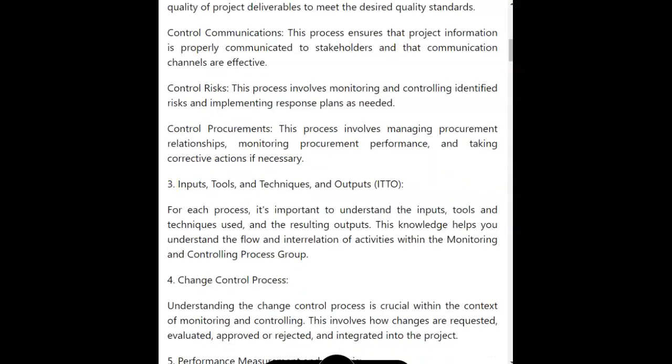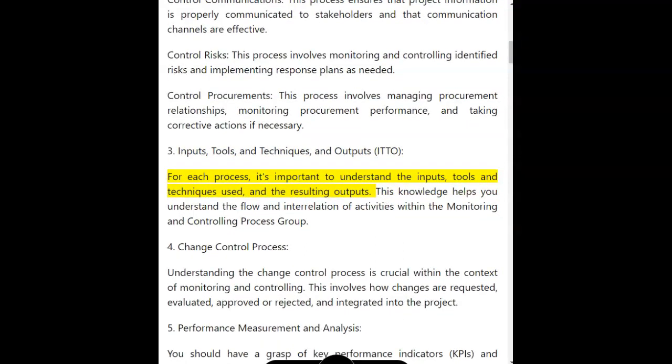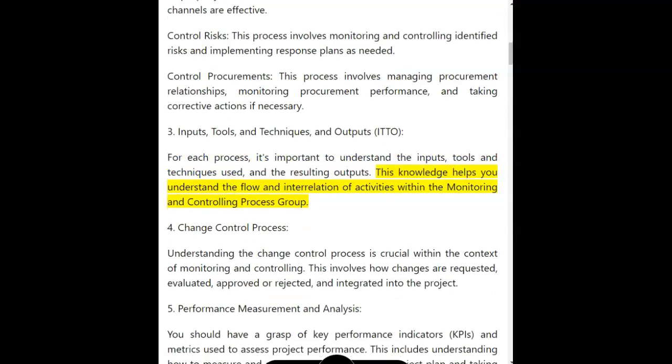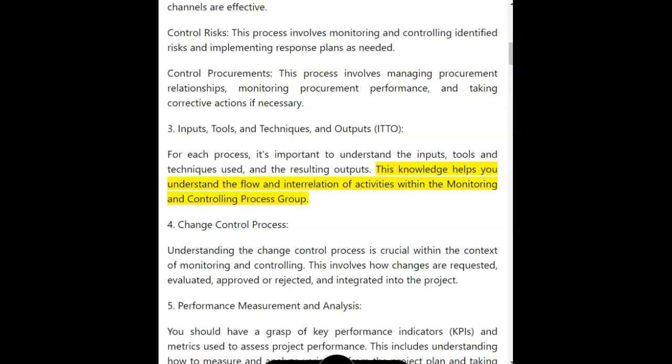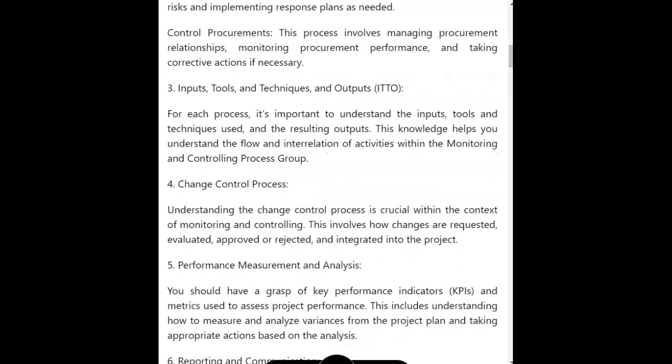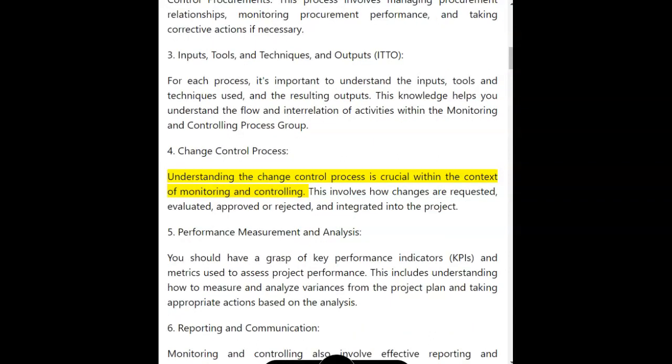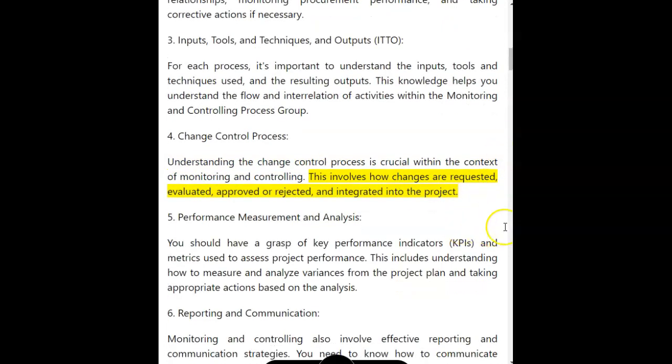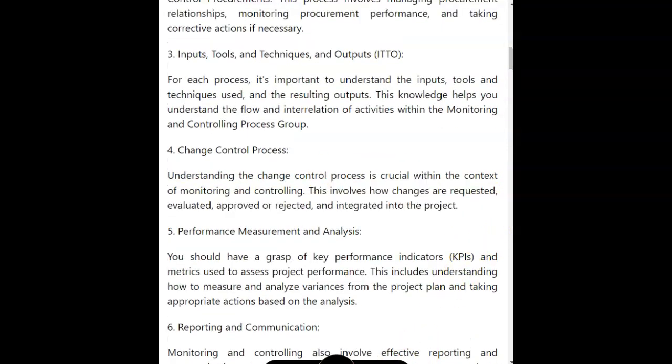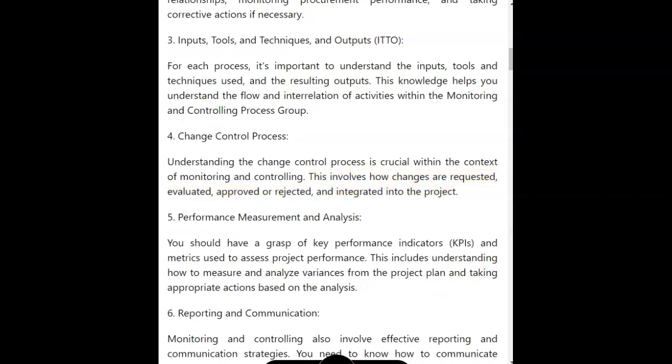3. Inputs, tools, and techniques, and outputs, ITTO. For each process, it's important to understand the inputs, tools, and techniques used, and the resulting outputs. This knowledge helps you understand the flow and interrelation of activities within the monitoring and controlling process group. 4. Change control process. Understanding the change control process is crucial within the context of monitoring and controlling. This involves how changes are requested, evaluated, and integrated into the project.